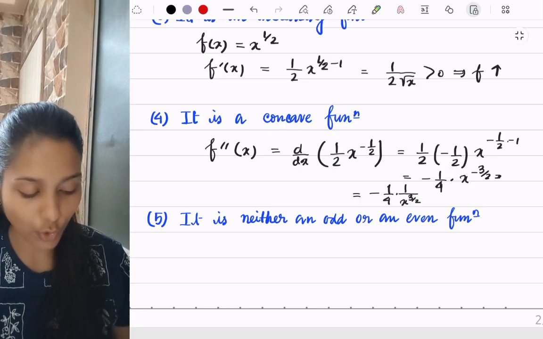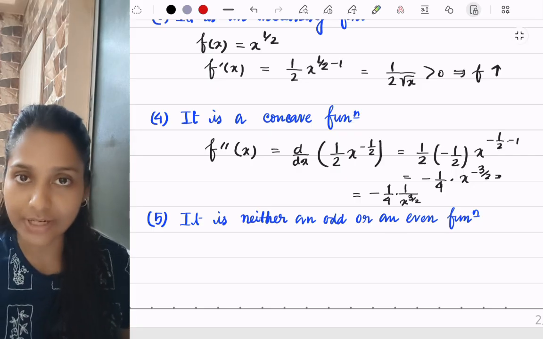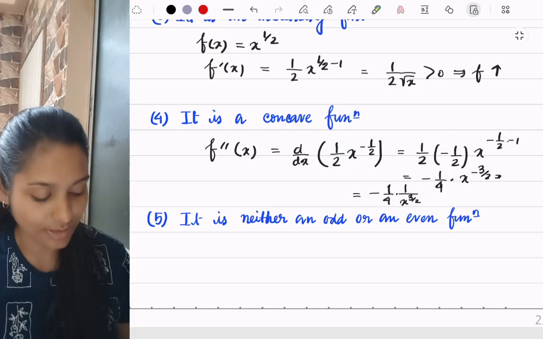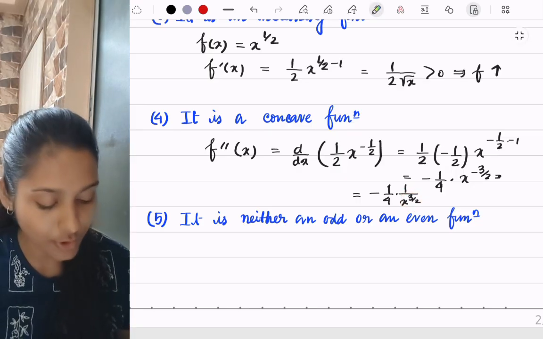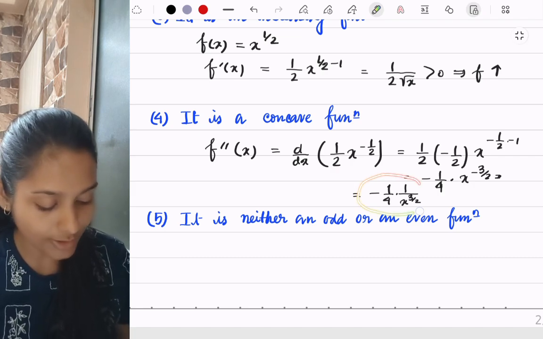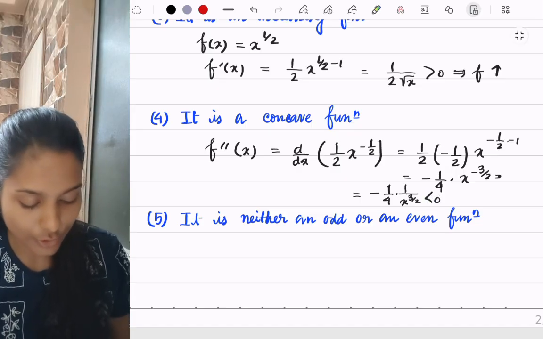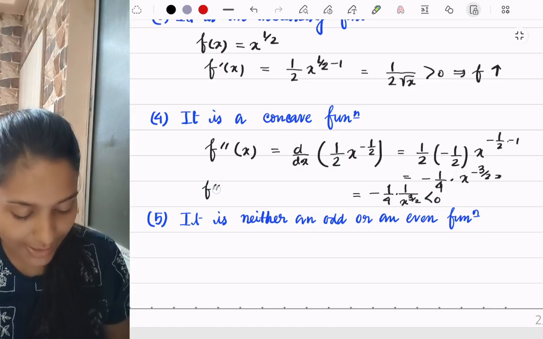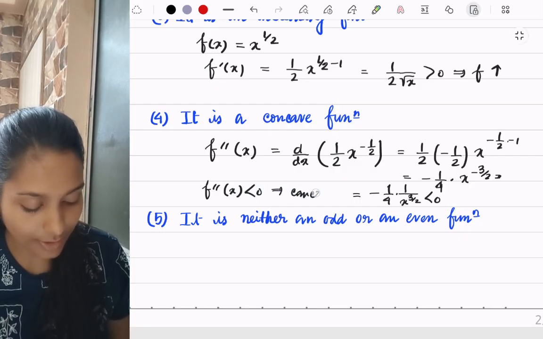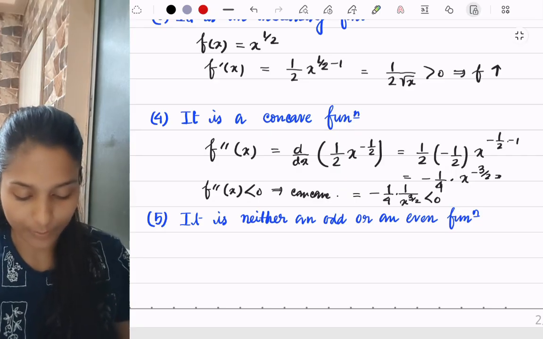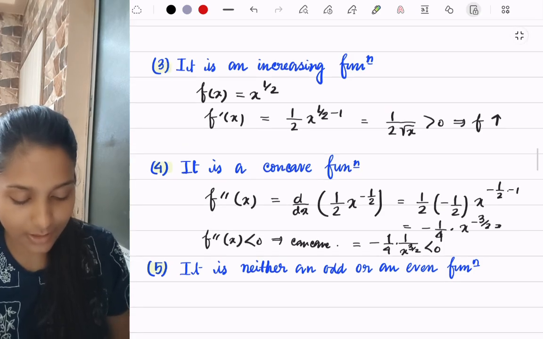As the function always lies in the positive direction of the x-axis, x must be positive. So this term, x power 3 by 2, is always positive, which means this whole term is negative. As f double dash x is less than 0, that means the function is a concave function. Okay, let me highlight the previous thing.